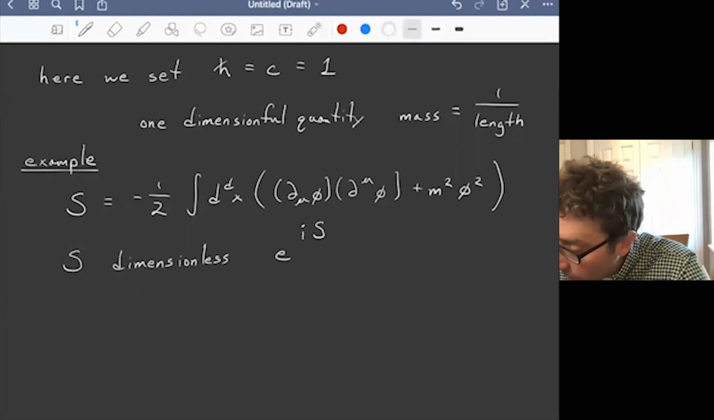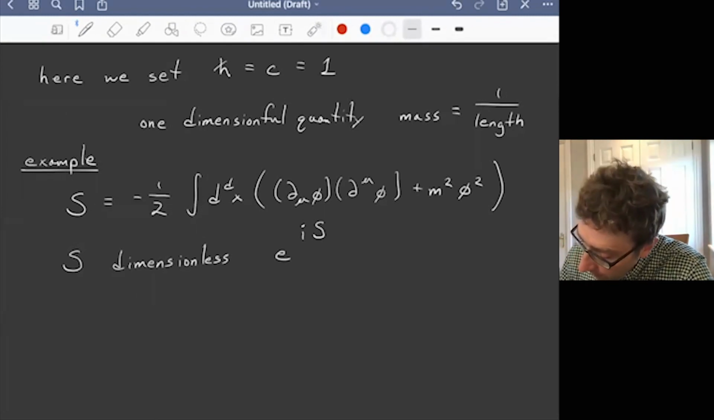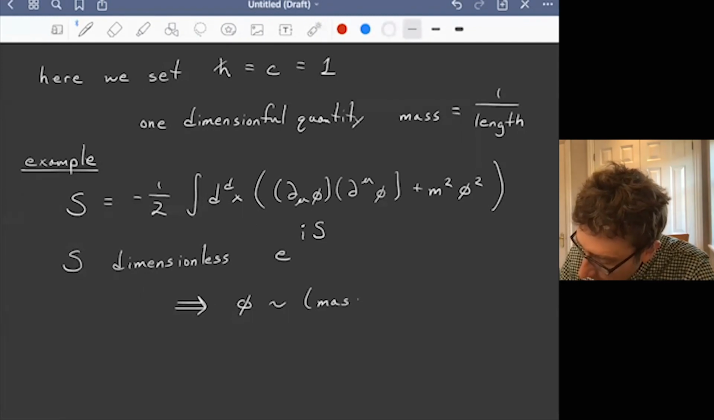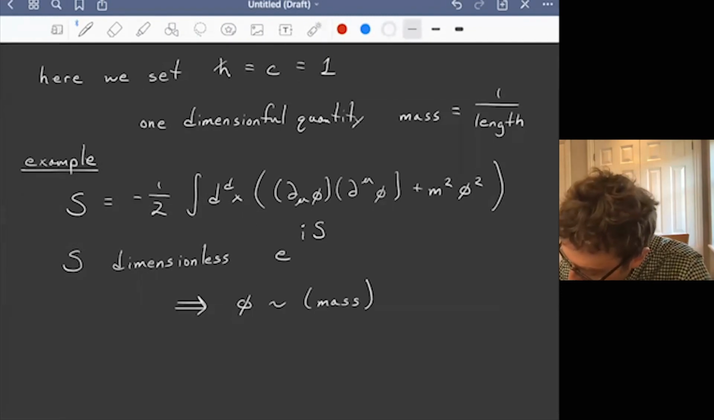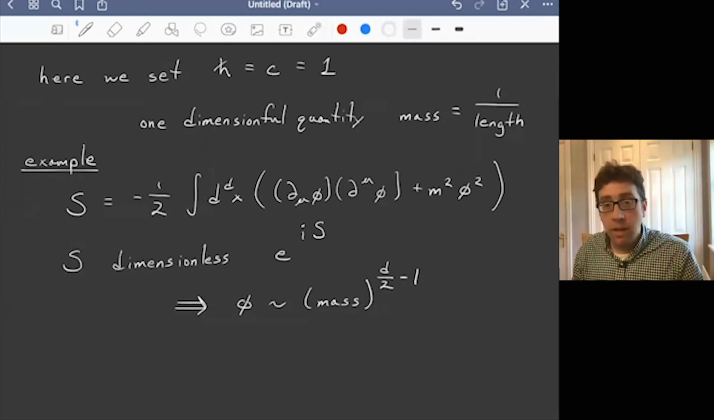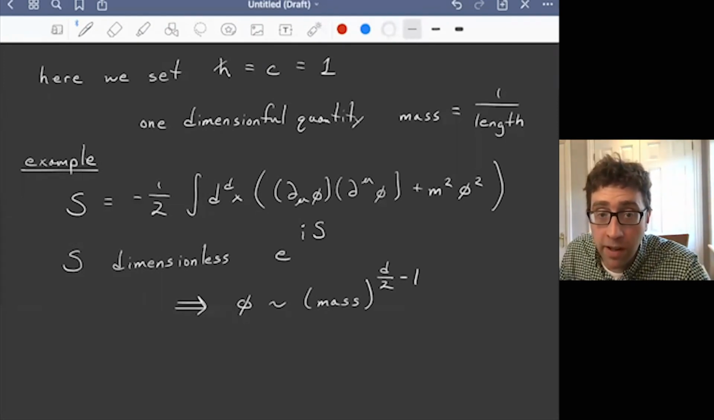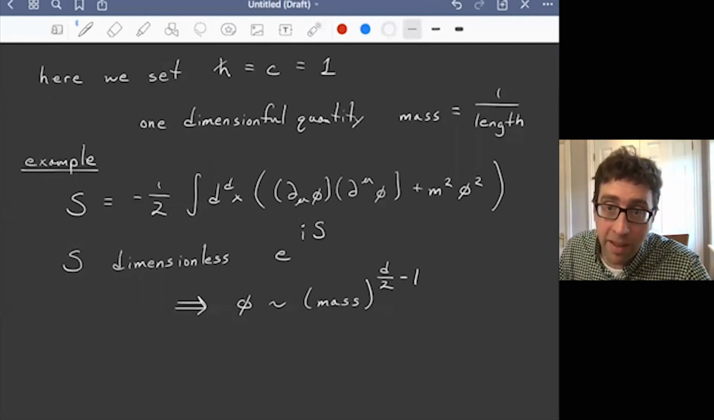And if I look at this first term in my free field theory, I can conclude then that the field phi itself has an engineering dimension that goes as d/2 minus 1. So that minus 1 is to make up for the derivatives, right? The derivatives look like 1/length, which is the same as mass.